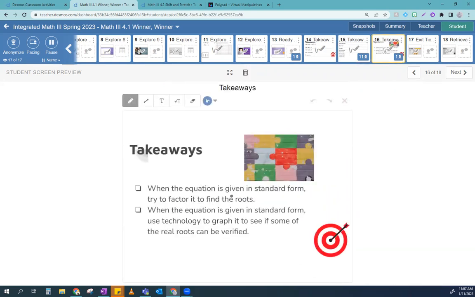Last page. When the equation is given in standard form, try to factor it to find its roots. When the equation is given in standard form, use technology to graph to see if those real roots can be verified. This is pretty good. So basically they're telling you, make sure you factor. Okay. All right, good job.